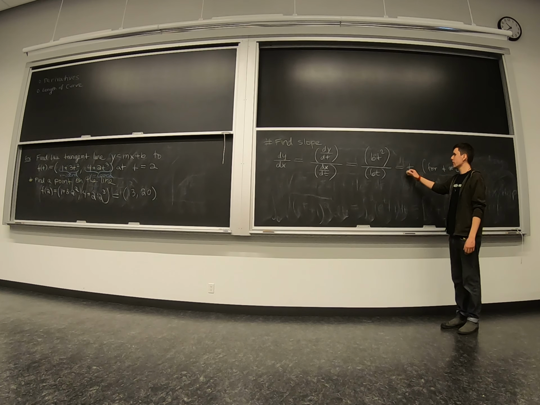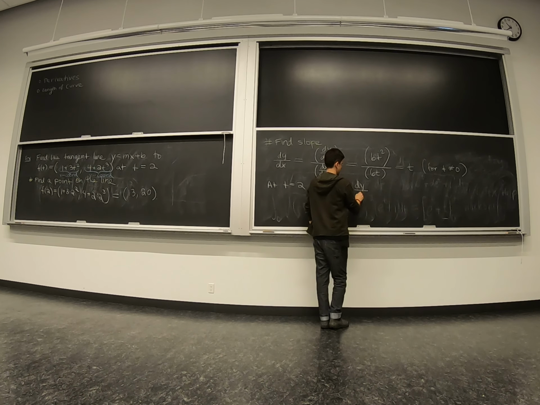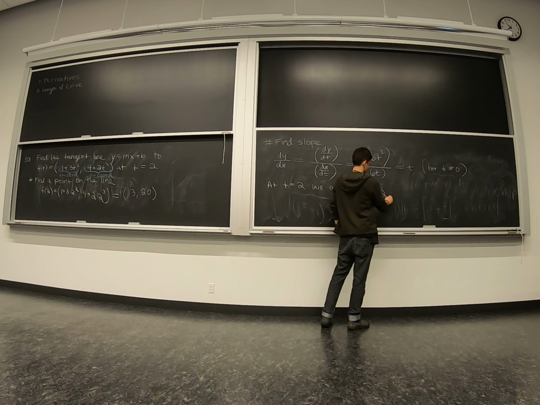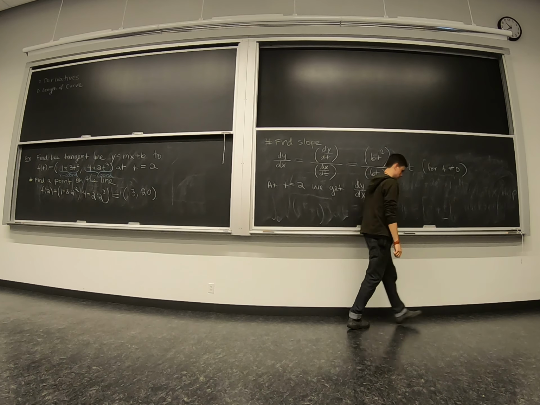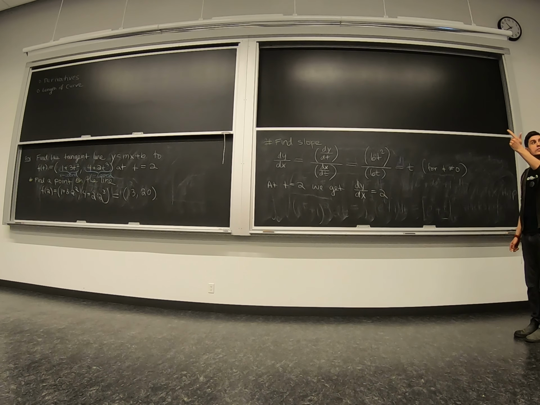Right. So this thing that we've got here represents the slope at any value of t. And now we're going to plug in the specific value t equals 2. Okay, so yeah, we're one step ahead of you. Okay, so we've got this. Okay, so we've got a point, we've got a slope.